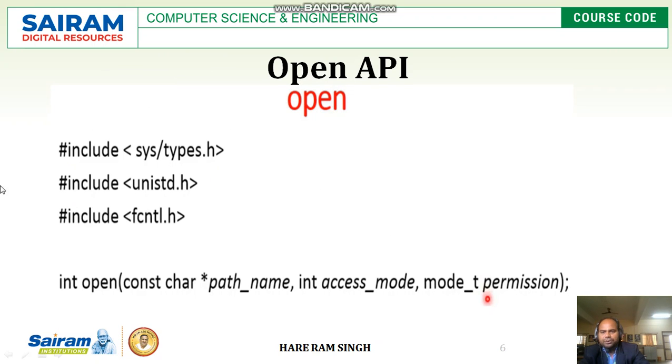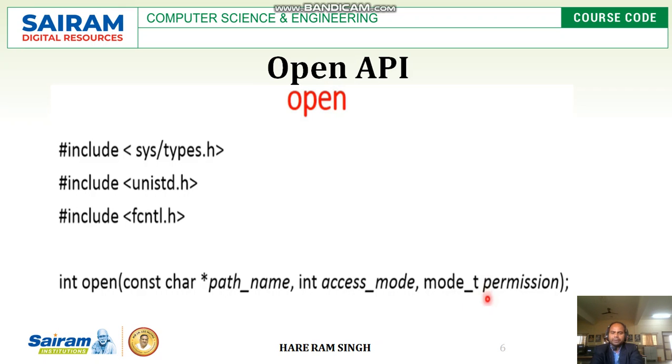Open API in detail. For Open API, three header files are required: sys/types.h, unistd.h, and fcntl.h. The prototype of this function is: int open(const char *pathname, int accessmode, mode_t permission).